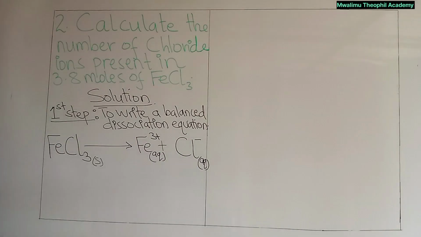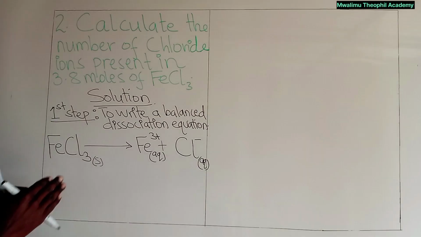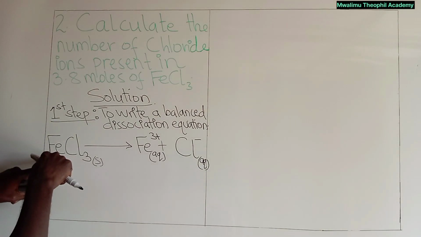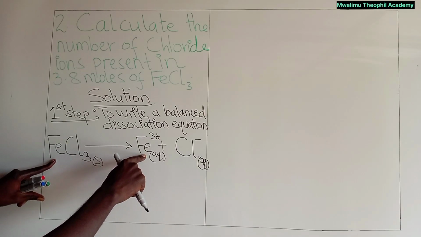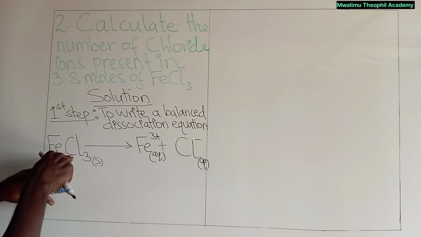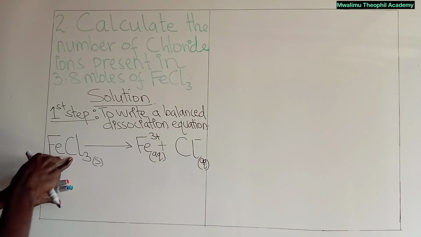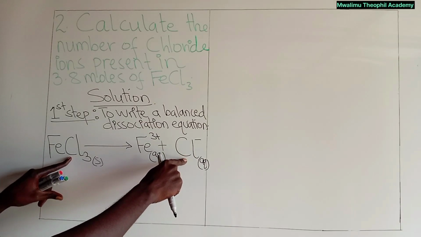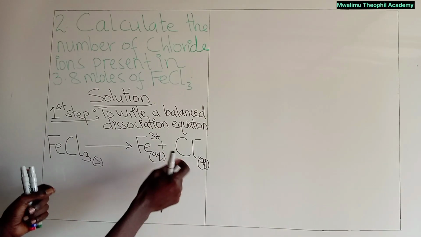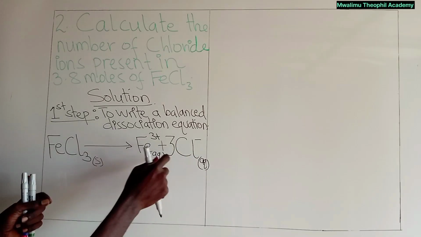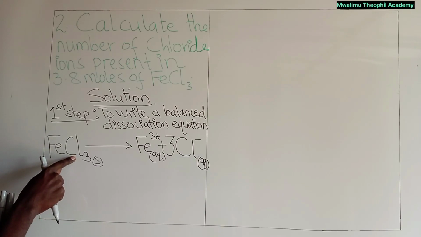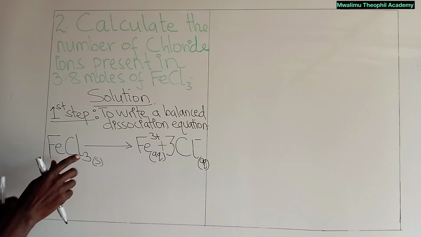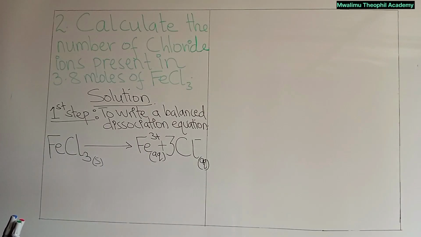Now, let us balance this equation. Here, on the reactant side, you have one iron and one iron ion on the product side, so it is balanced. Also, we have 3 atoms of chlorine on the reactant side, and we have 1 ion of chlorine on the product side. So we should multiply the chloride ion by 3 so as to make 3 ions of chlorine, as we have 3 atoms of chlorine on the reactant side. Now our equation is well balanced. After that, let us go to our next step.